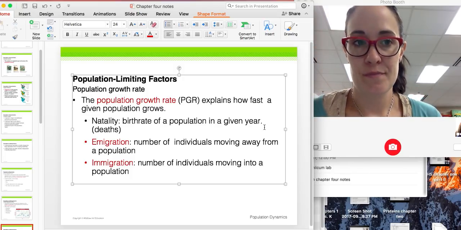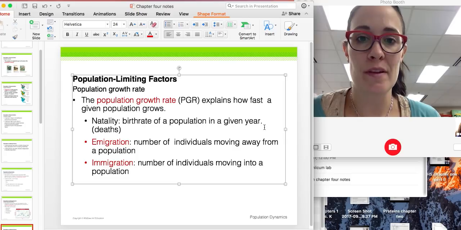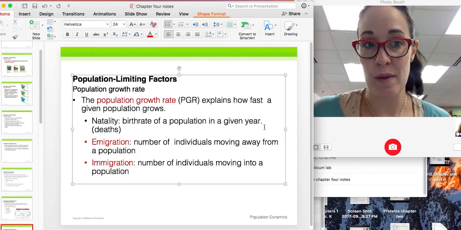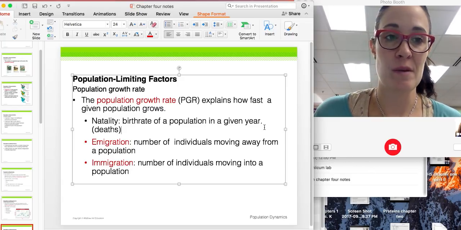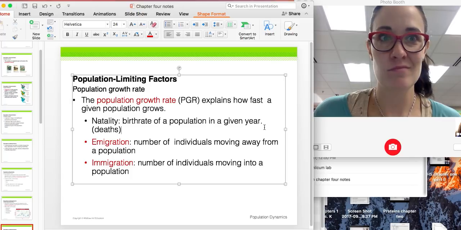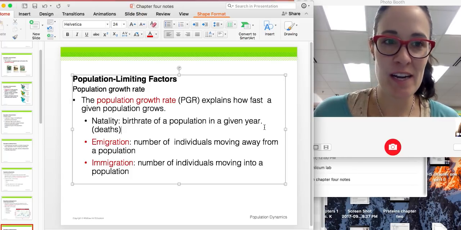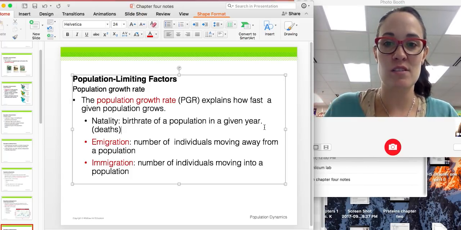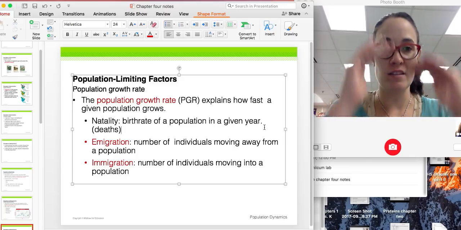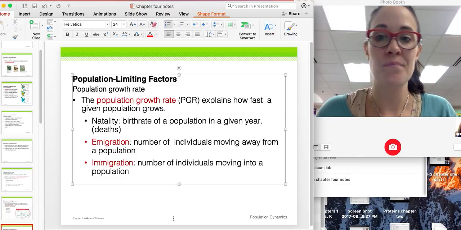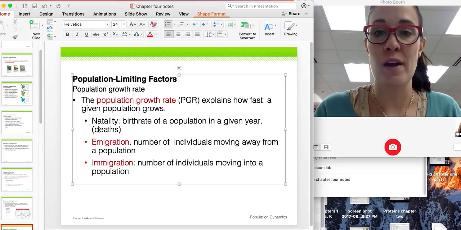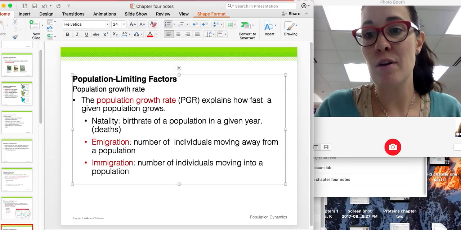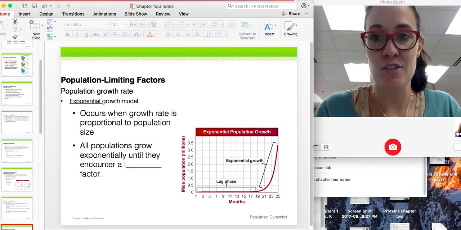Emigration. That is a factor that can impact population growth rate. That would be individuals that move away from a population for whatever reason. Maybe they want to go down south where it's warmer, like I do. Immigration is new individuals moving into a population, which can cause population numbers to go up. So the four factors that affect growth rate are birth, death, immigration, and emigration.